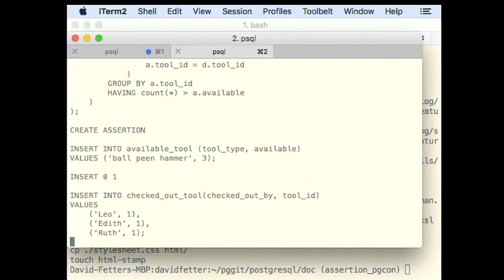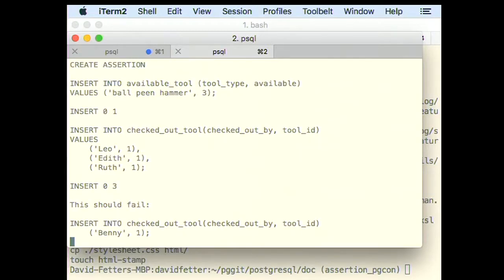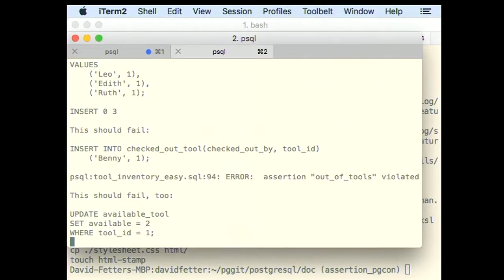And then I'm going to have my three eldest check out one hammer. So Leo gets one, Edith gets one, Ruth gets one. And we're good so far. Now, this should fail because we're out of hammers, right? We said we only had three in the inventory. Boom. There we go. Assertion out of tools violated.